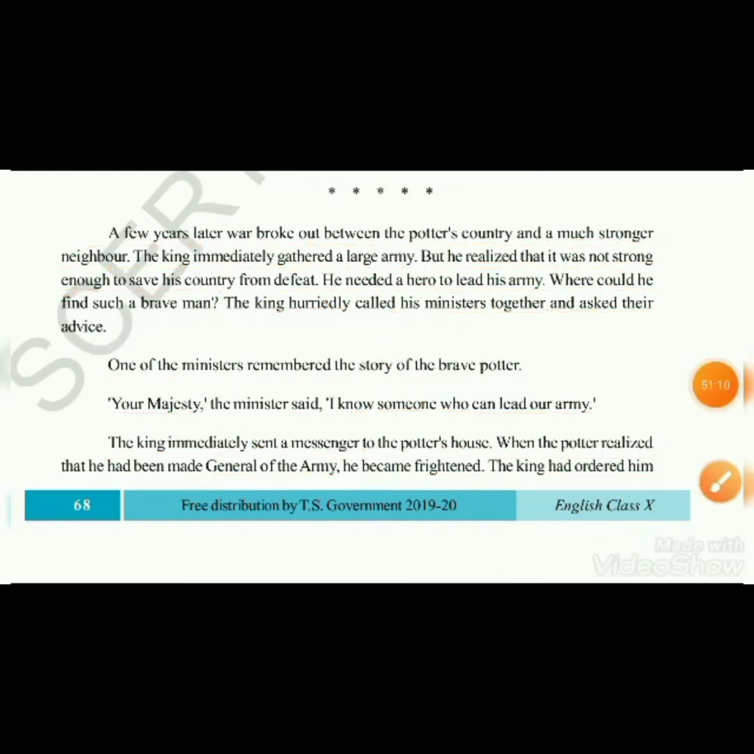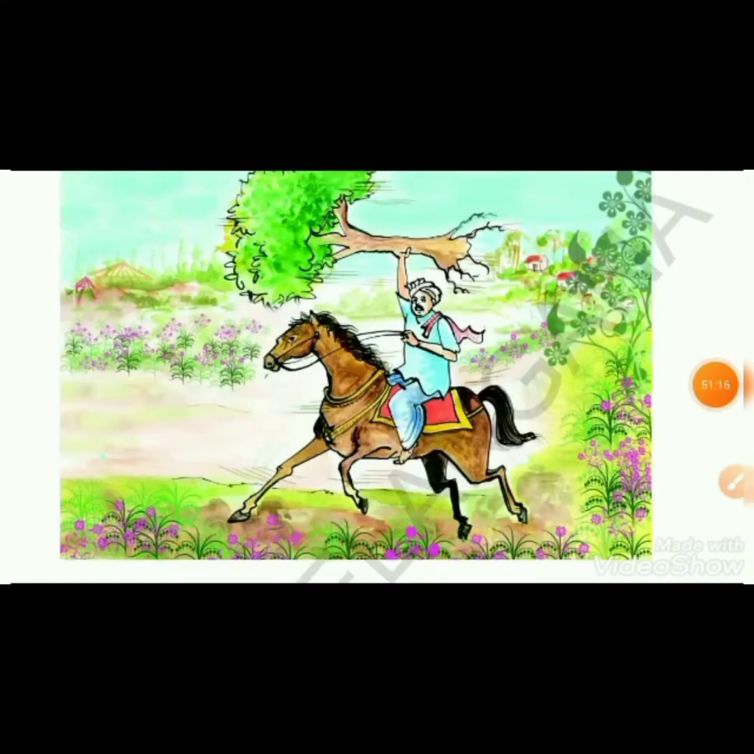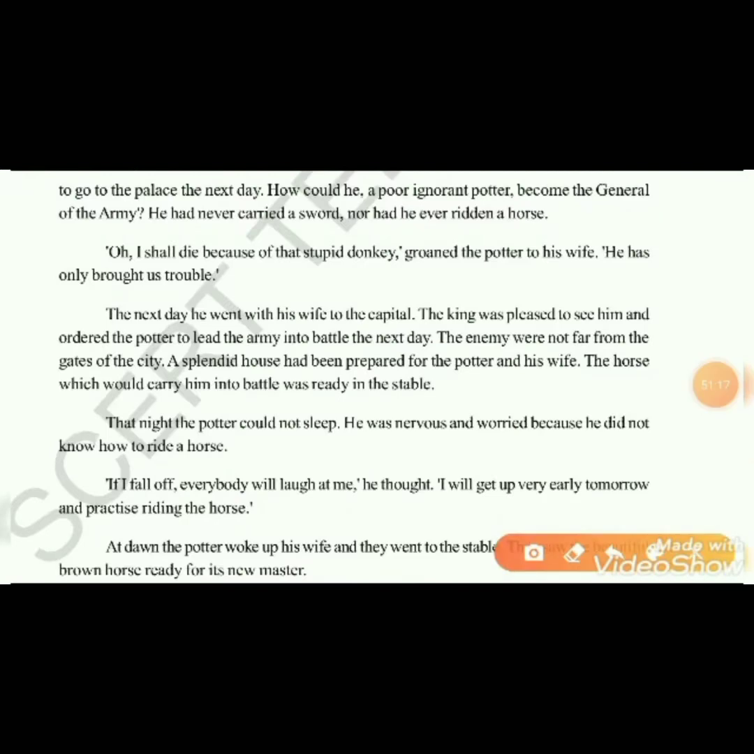Okay, the king had ordered him to go to the palace next day. How could he, a poor ignorant potter, become the general of the army? He had never carried a sword, nor had he ever ridden a horse.